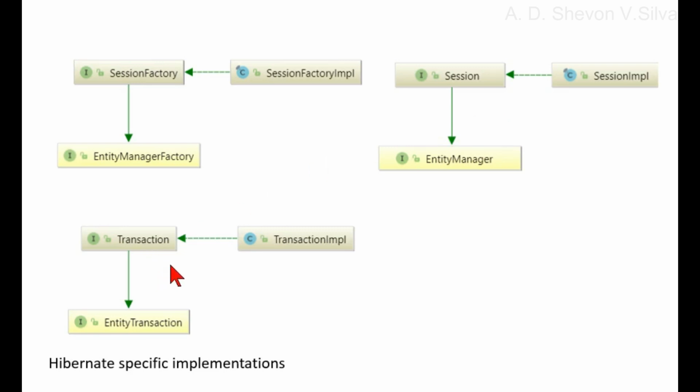Transaction, org.hibernate.Transaction, a single threaded short-lived object used by the application to demarcate individual physical transaction boundaries. EntityTransaction is the Jakarta persistence equivalent, and both act as an abstraction API to isolate the application from the underlying transaction system in use, JDBC or JTA.